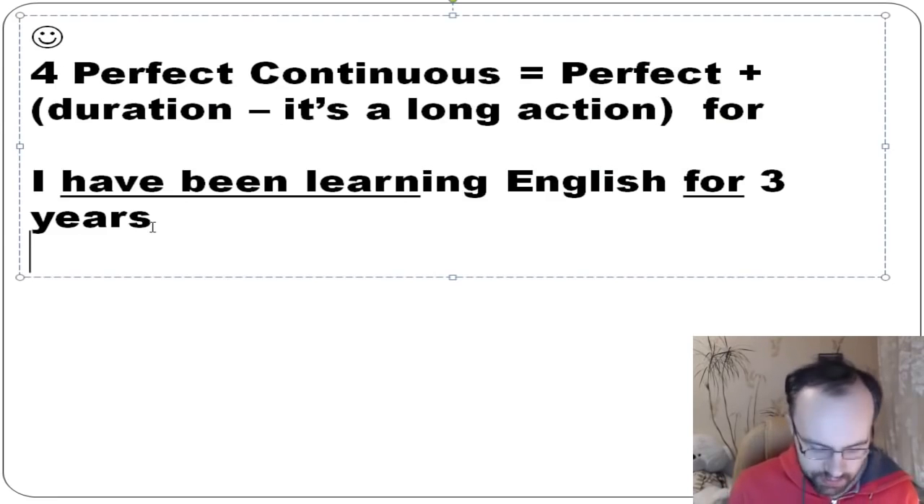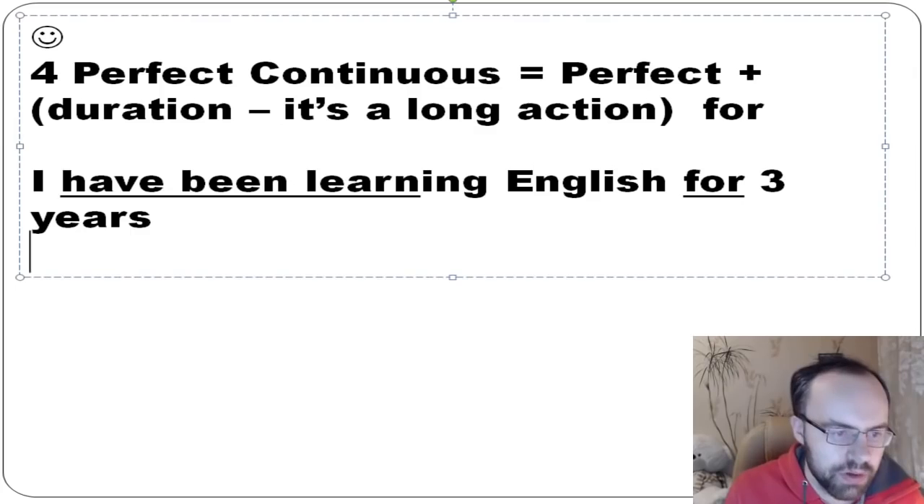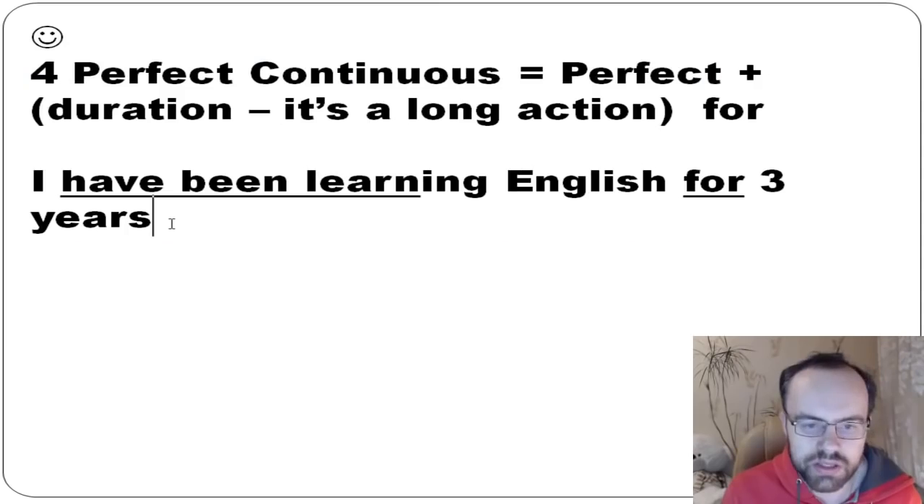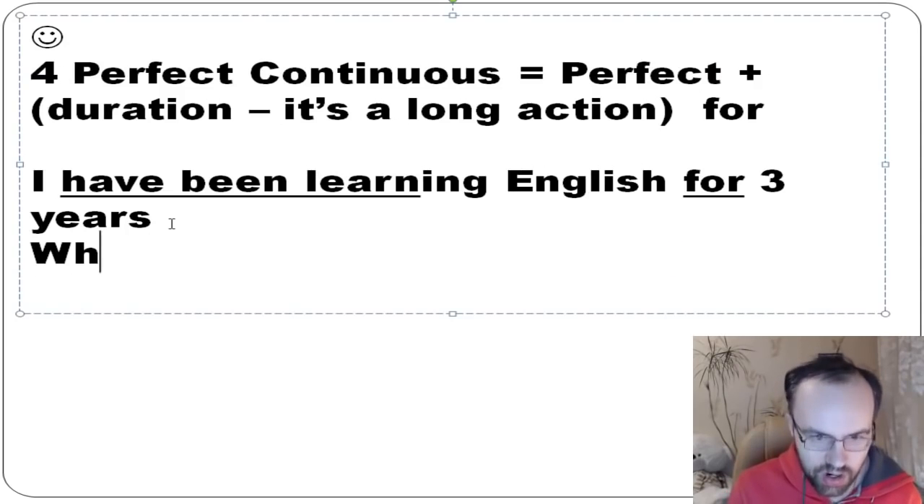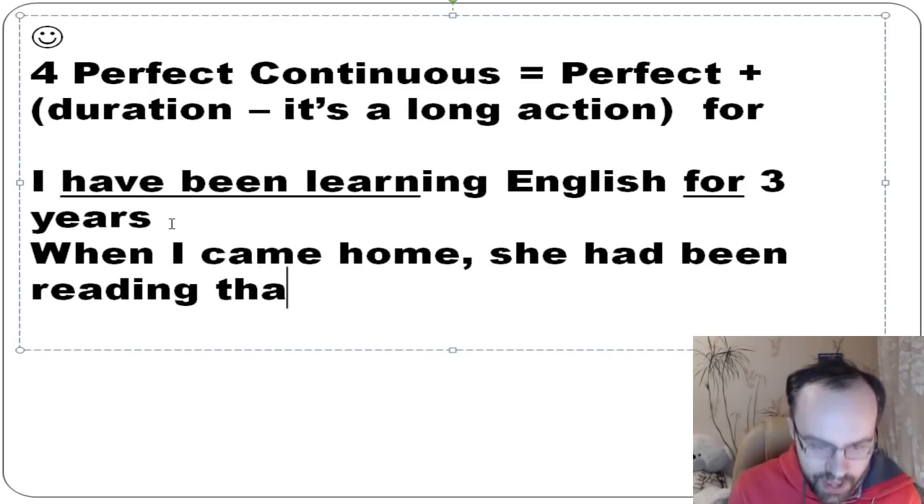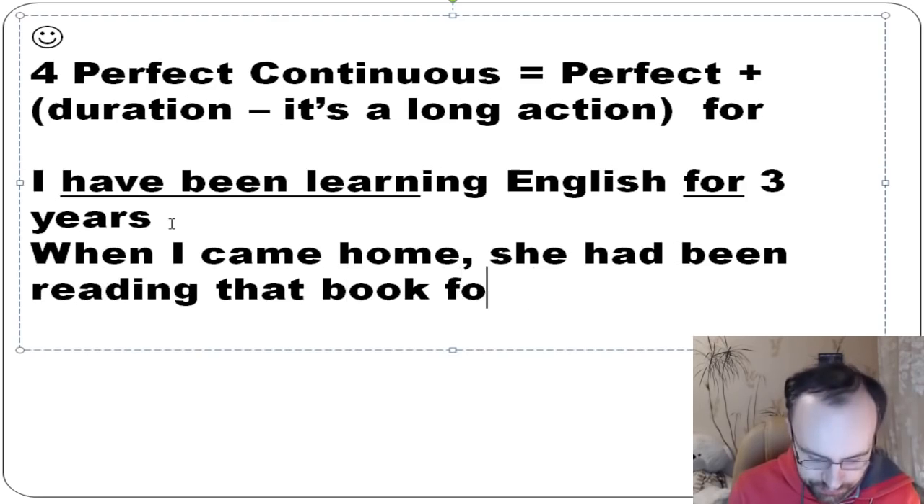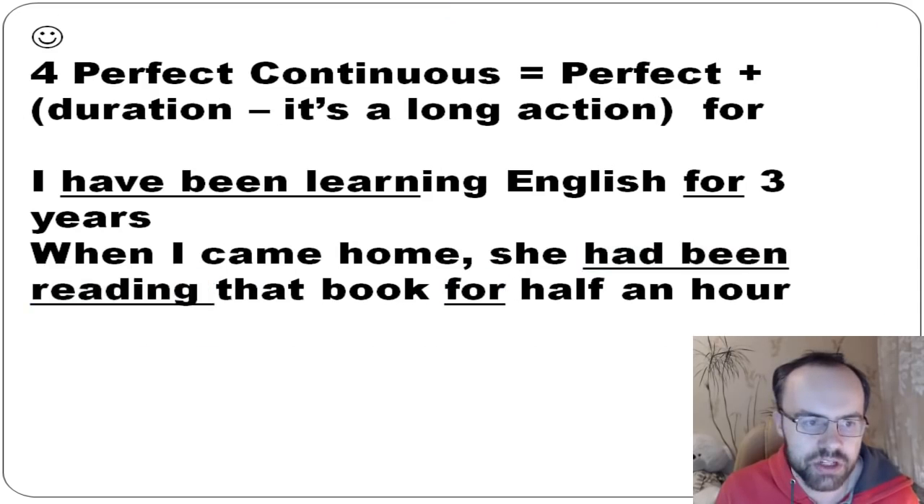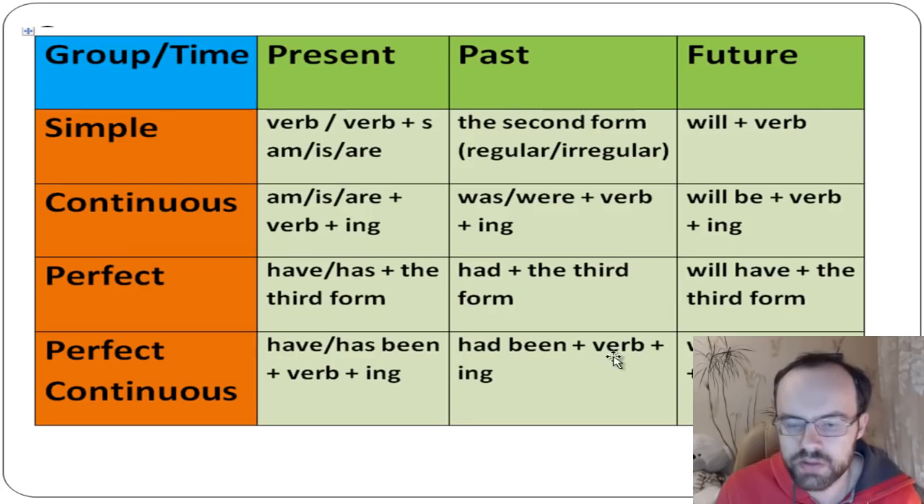For example, as you remember, when I came home, we can use the same structure, so I can say that when I came home, she had been reading that book for half an hour. So you see for, and it's one time before, like past perfect, but with for, so had been plus verb plus ing, and in fact it's what you see here. It's very easy to remember.